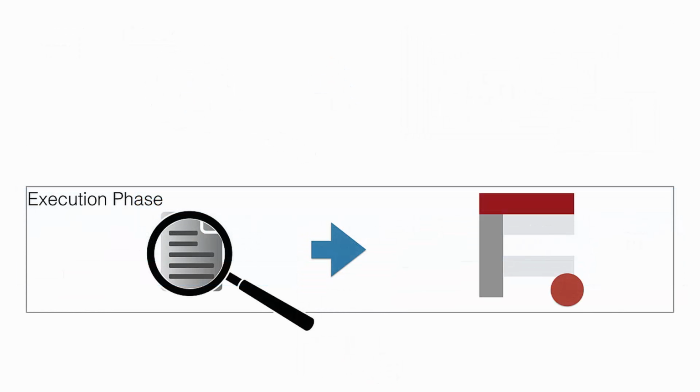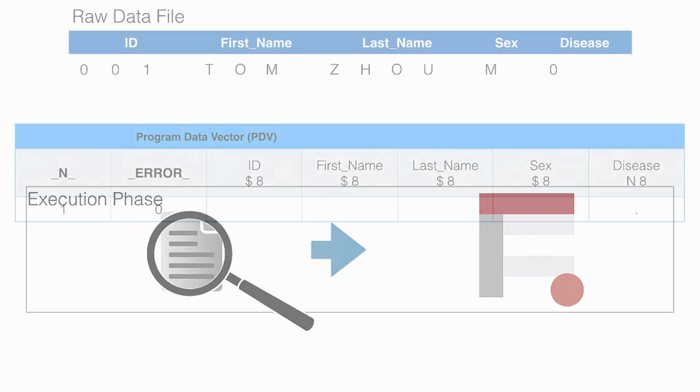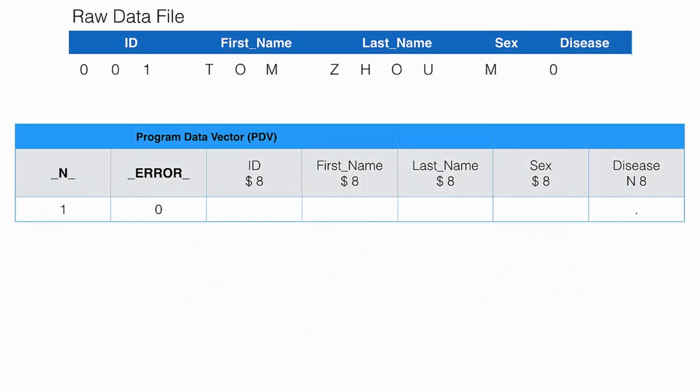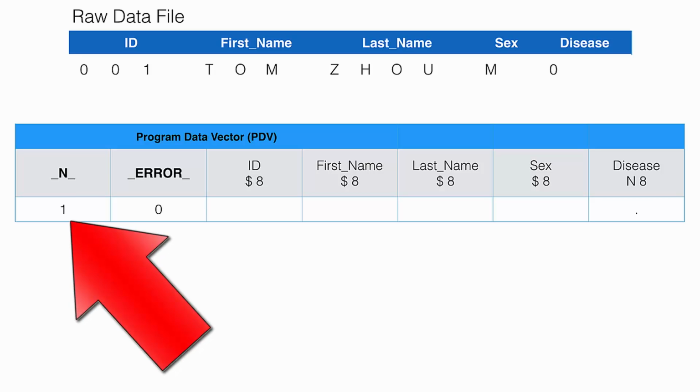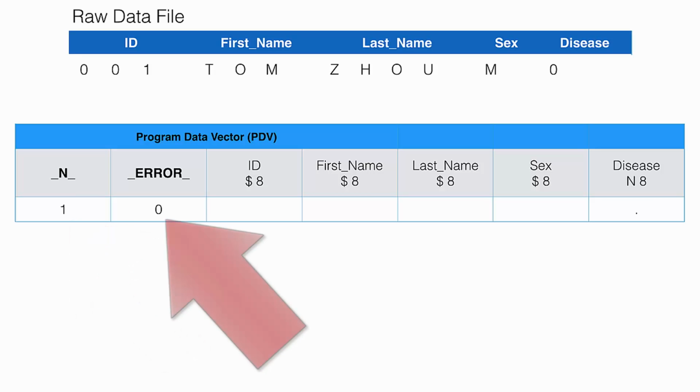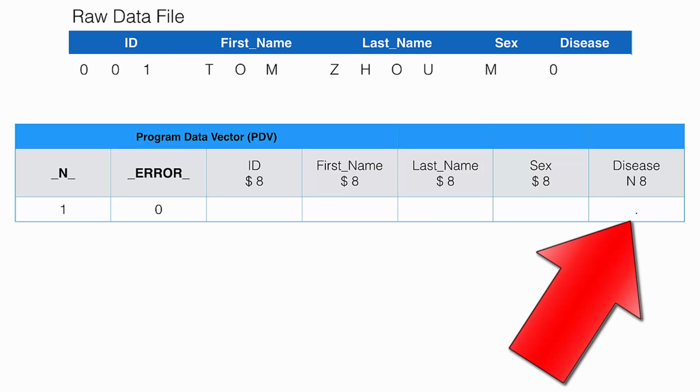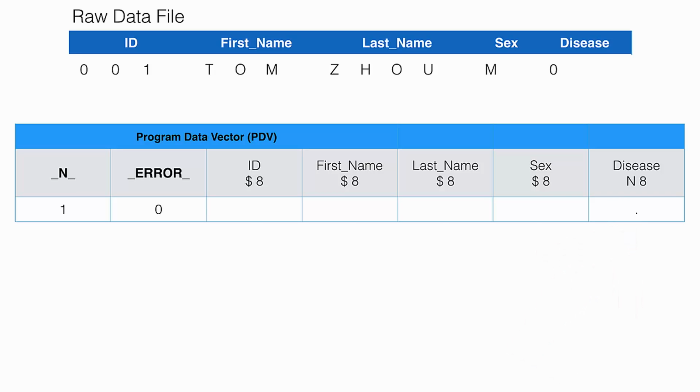Now let's take a look at what happens in the execution phase when SAS creates the data portion of the new dataset. Remember, the data portion contains the data values. At the beginning of the execution phase, SAS initializes the PDV. _in_ is set to 1, _error_ is set to 0, and every other variable in the PDV is set to missing. Remember, SAS represents missing numeric values with periods and missing character values with blanks.